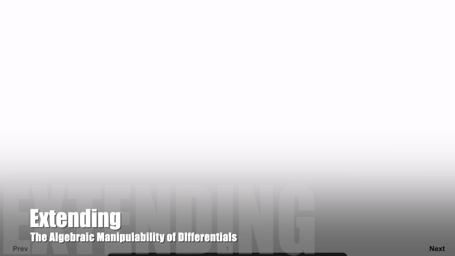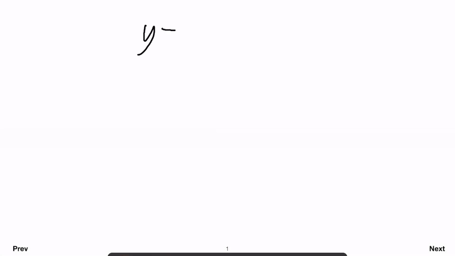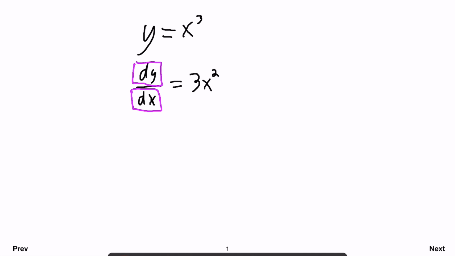Well, most of you should know that in calculus, if you have the equation y equals x cubed, then you can say that dy over dx equals 3x squared. All right, so that's not controversial. These are known as differentials. A differential is an infinitely small change in a variable. That's infinitely small.